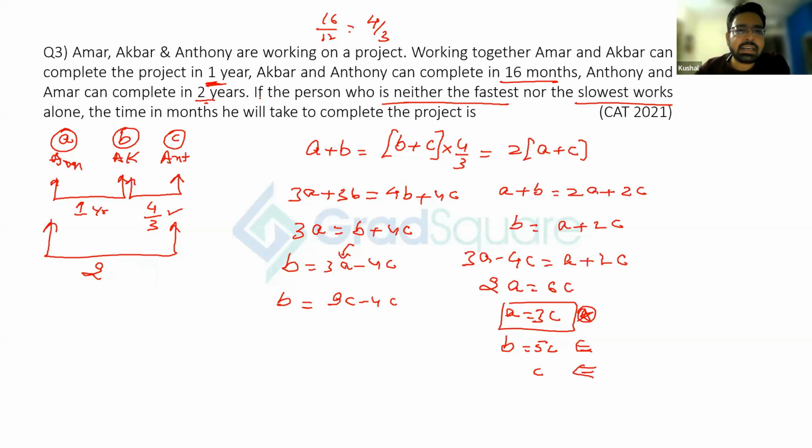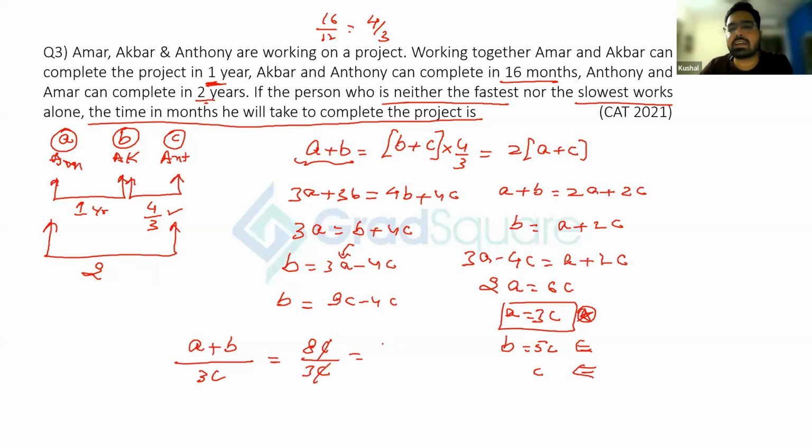Now, if the person who is neither the fastest nor the slowest works alone, what is the time in months that he will take to complete the work? The time taken is the total work, A plus B, divided by the amount of work done by A in 1 year, which is 3C. This is the time that we want. A is 3C, and B is 5C. So you are looking at 8C by 3C as your time. C gets cancelled out. 8 by 3 of a year, multiply this by 12. So you are going to get 32 months as your answer to this question.